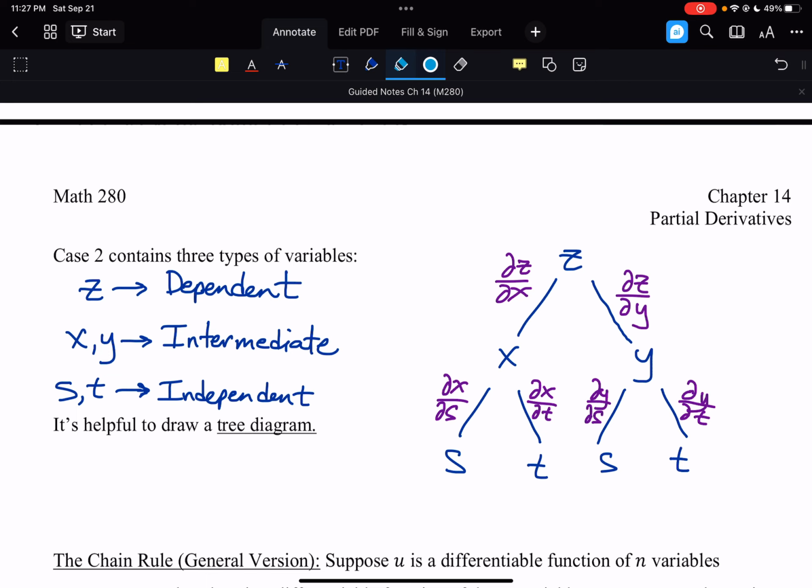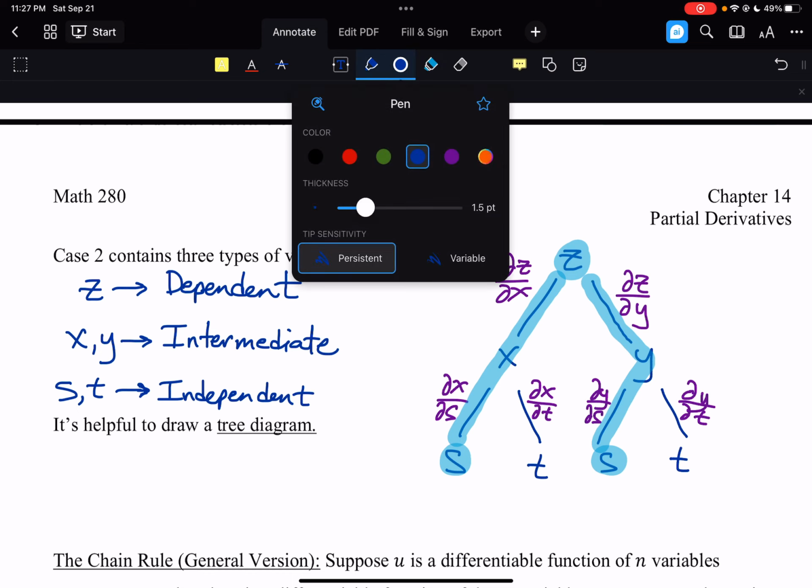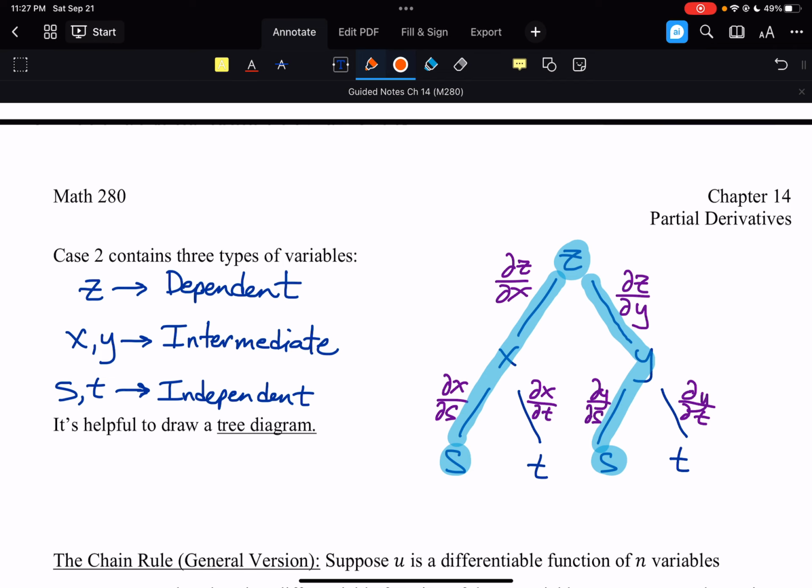So, for example, if we wanted the partial derivative of z with respect to s, we basically just need to connect the paths that go from z to s. As we go down the branches, we multiply. As we go across the branches, we add. So as we go down, multiply; across, add.